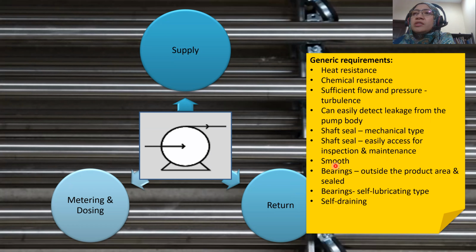The construction body of the pump should have a smooth surface. For bearings, good to have pumps where the bearing is outside the product area and it is sealed, and the bearing is a self-lubricating type. And it is good to have a pump that can self drain.